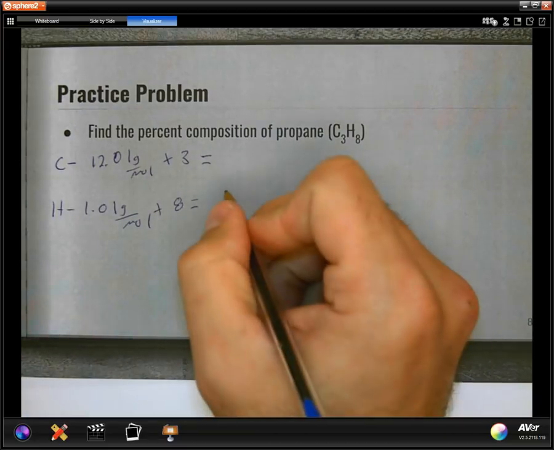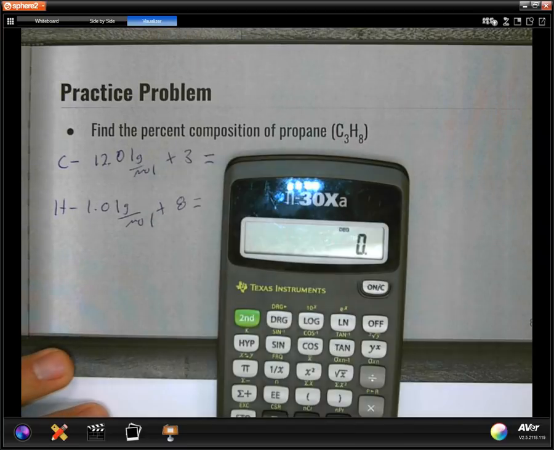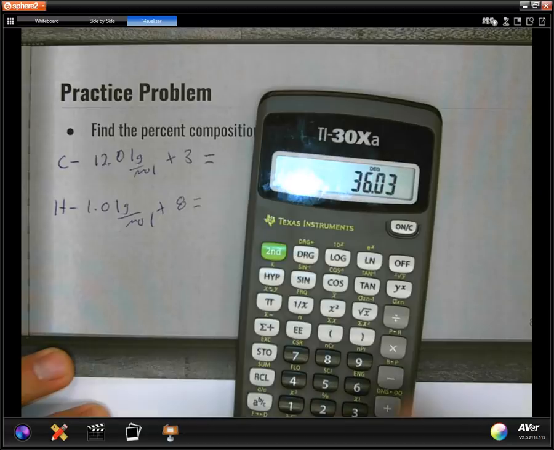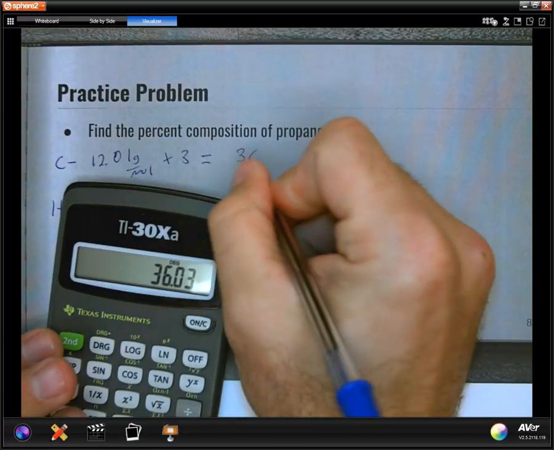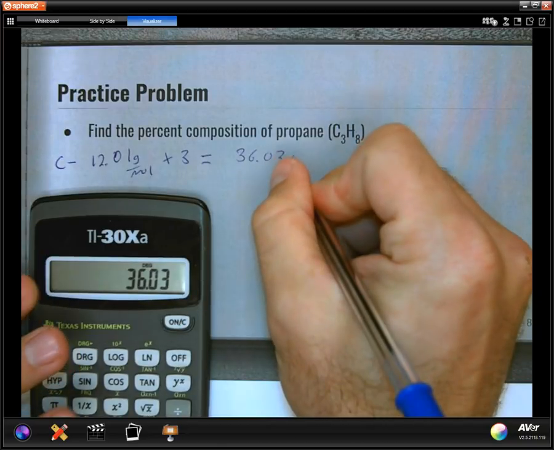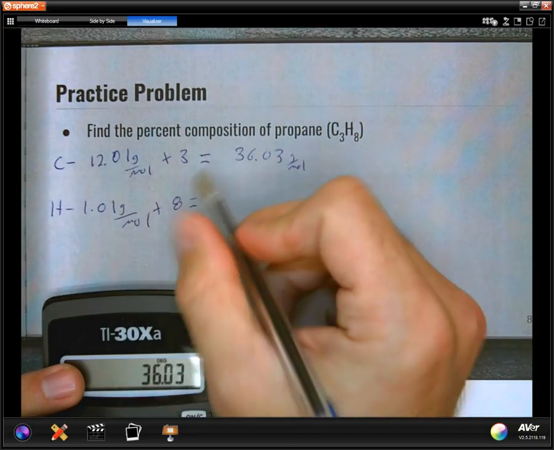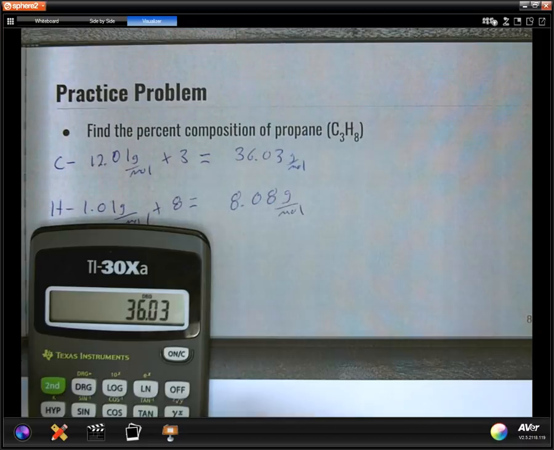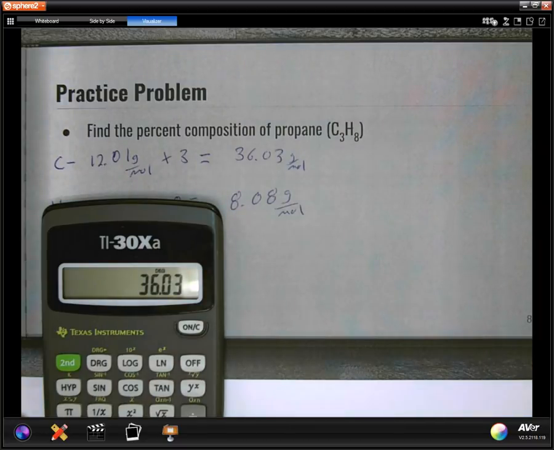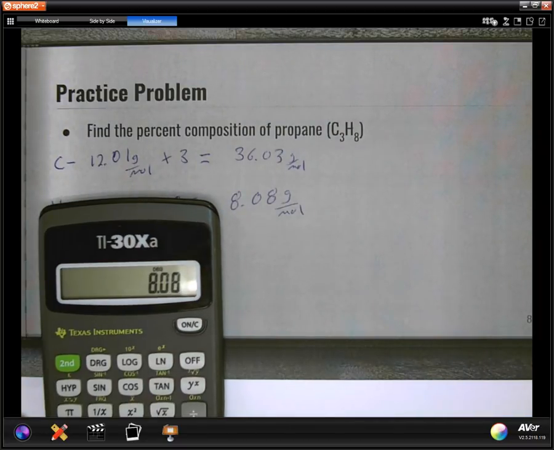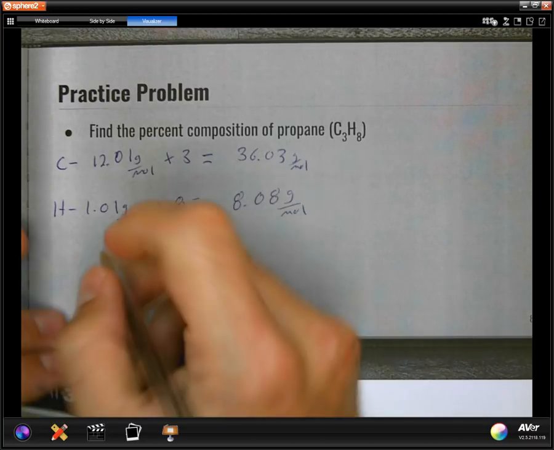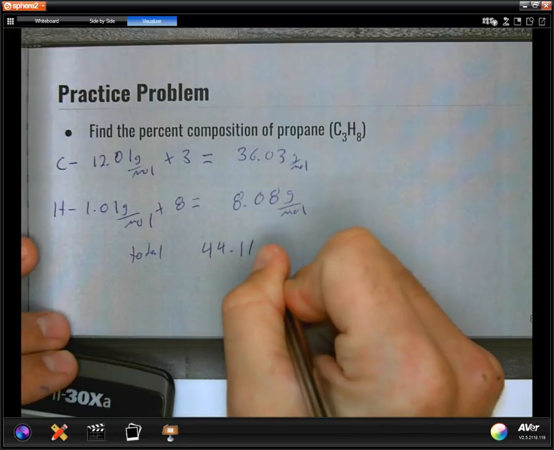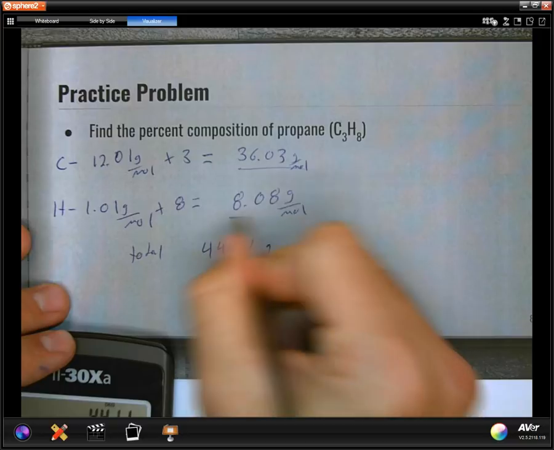So what that's going to give me, if I put that in my calculator, 12.01 times 3, gives me 36.03 grams per mole. And then for hydrogen, I can do it in my head. You can use a calculator if you want, but it's going to be 8.08 grams per mole. Add those 2 together to get your total. And so we see the total mass is going to be 44.11 grams per mole. Individual masses, total mass.